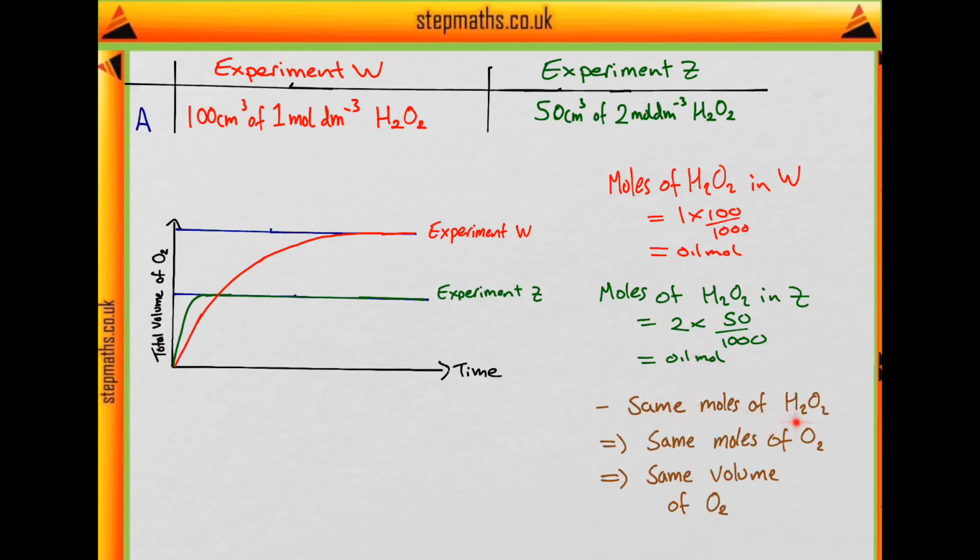So we have the same number of moles of hydrogen peroxide in each experiment, which implies that the same number of moles of O2 will be produced, which also implies that there will be the same volume of oxygen. Well, you can see from the graph, experiment Z has half the amount of oxygen produced compared to experiment W. Therefore, this option is incorrect.